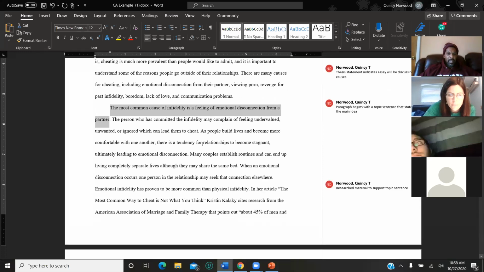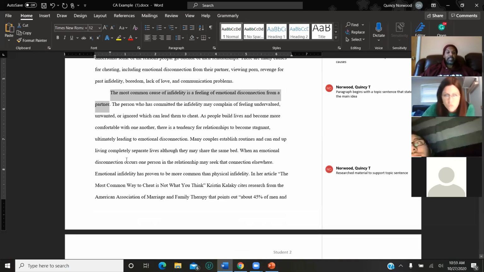As people build lives and become more comfortable with one another, there is a tendency for relationships to become stagnant, ultimately leading to emotional disconnection. Many couples establish routines and can end up living completely separate lives, although they may share the same bed.